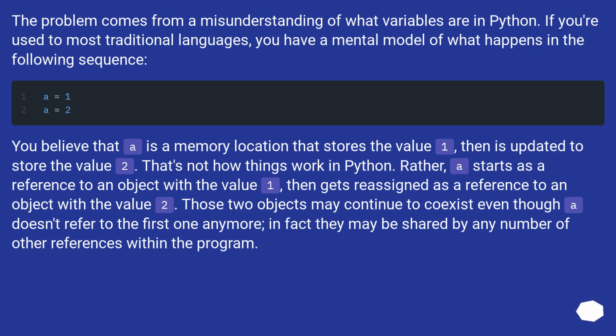The problem comes from a misunderstanding of what variables are in Python. If you're used to most traditional languages, you have a mental model of what happens in the following sequence. You believe that A is a memory location that stores the value 1, then is updated to store the value 2. That's not how things work in Python. Rather, A starts as a reference to an object with the value 1, then gets reassigned as a reference to an object with the value 2. Those two objects may continue to coexist even though A doesn't refer to the first one anymore. In fact, they may be shared by any number of other references within the program.